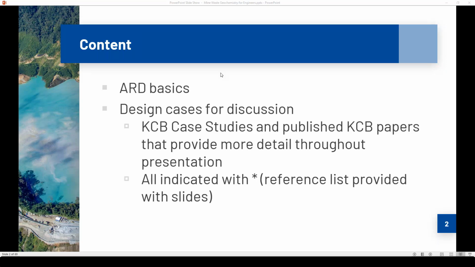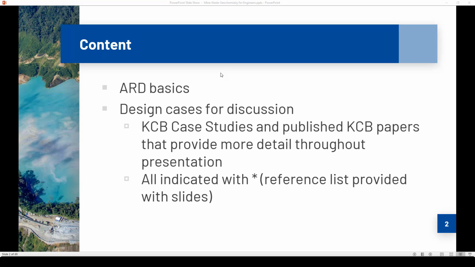So, just an overview of the content. We will start with some ARD, or acid rock drainage, basics, and please note that I'll be using the terms acid rock drainage and acid mine drainage interchangeably. After discussing those basics, which will include the basic reactions as well as a very short overview of some of the techniques to understand and predict the occurrence of acid mine drainage, we will run through a few KCB case studies that provide more detail about how to apply these principles as part of your design.